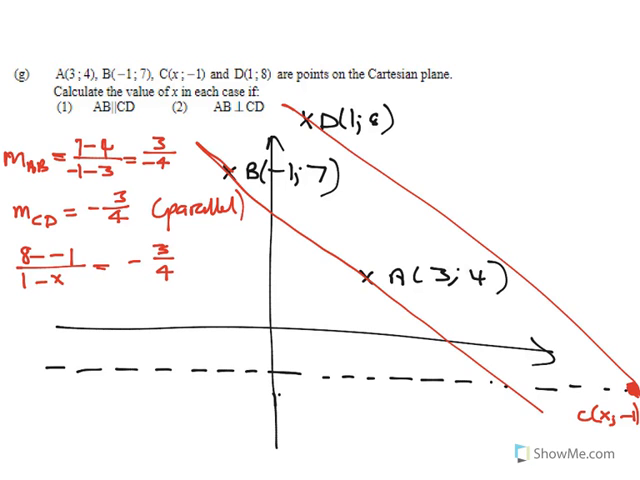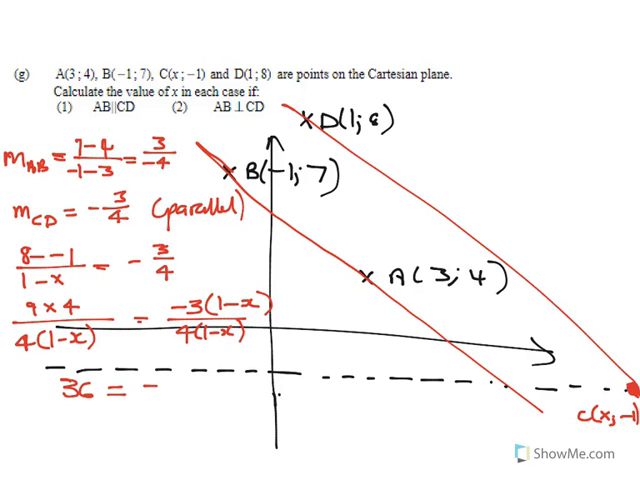So I'm going to get everything over a common denominator of 4 times 1 minus x. Up here, 8 minus minus 1 is 9, and we need to times that by 4 because we've introduced this 4 to the denominator. On this side, I'm going to say minus 3 times 1 minus x. Now I can just ignore my denominators since they're the same. So 9 times 4 is 36.